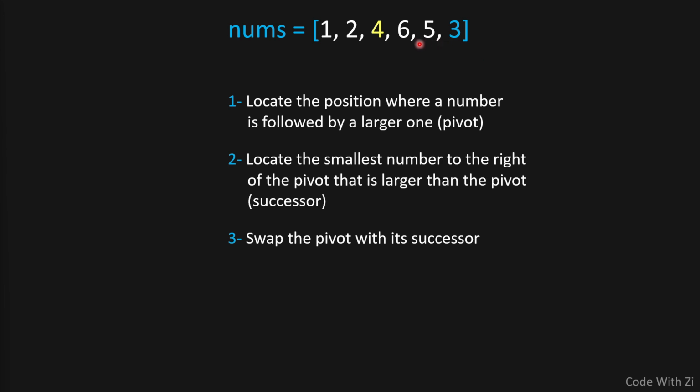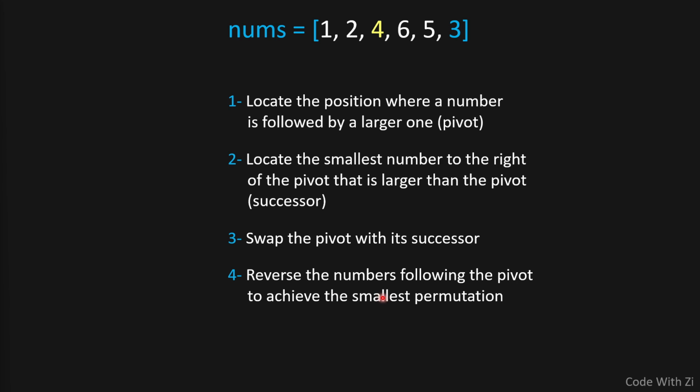And then the final step is that we're gonna say, reverse the numbers following the pivot to achieve the smallest permutation. As you remember, in our permutations were sorted, right? And for finding the next permutation, we gotta make sure that we try to find the smallest permutation because they were sorted from the smallest one to the biggest one. So let's do that. We're gonna reverse all of the numbers following the pivot position, right? So this is the pivot position. So let's reverse these. This is 6, 5, 3. If we reverse it, it's gonna be 3, 5, 6.